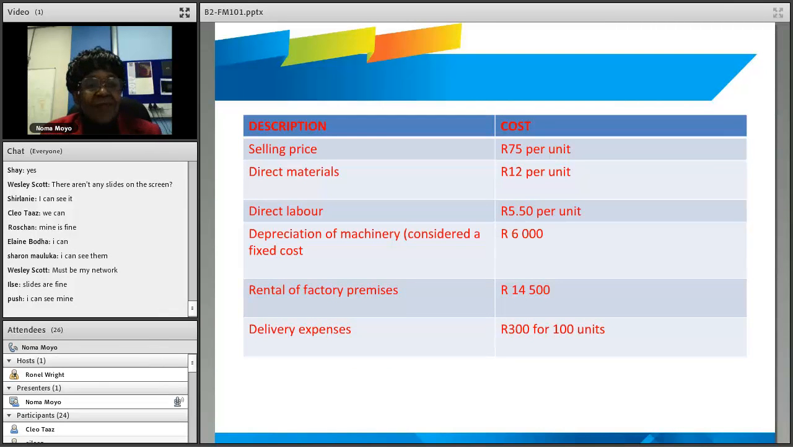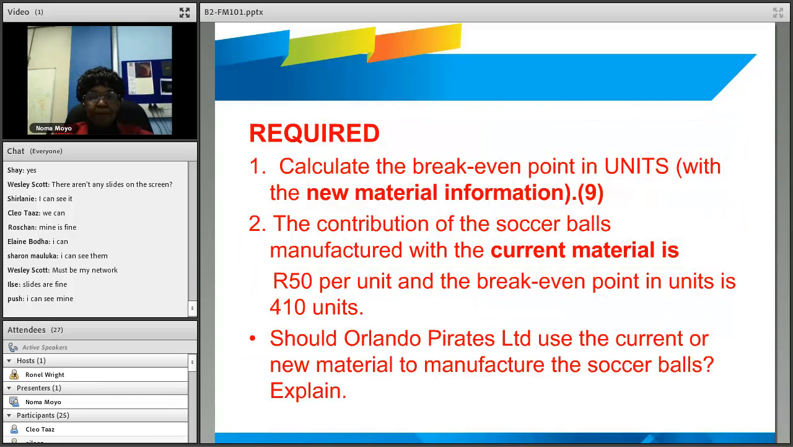For instance, the selling price is 75 rands per unit. Direct material is a variable, it is 12 rands. Direct labor is 5 rands 50. Depreciation of machinery is considered a fixed cost. Depreciation is fixed. Rental of factory premises is a fixed cost. Delivery expenses, they say 300 per 100 units, means that's a variable. Required: calculate the break-even point in units.